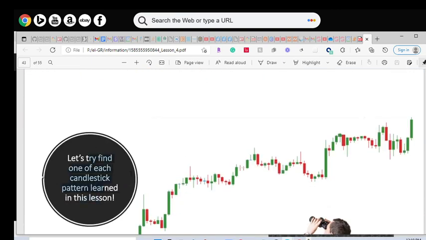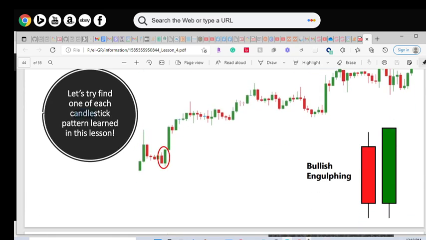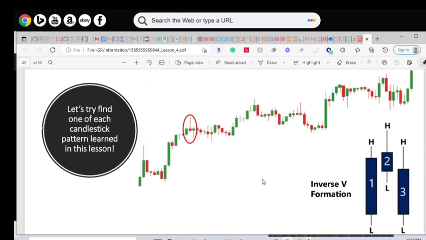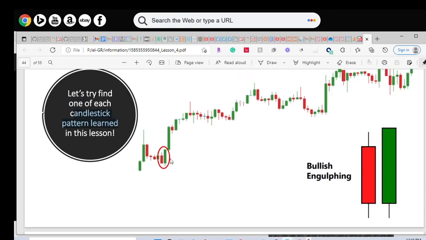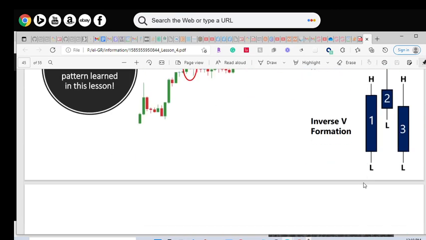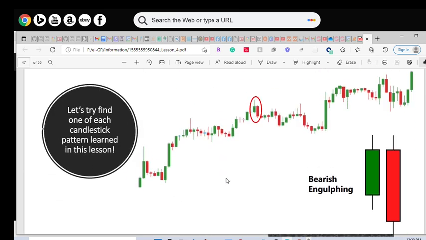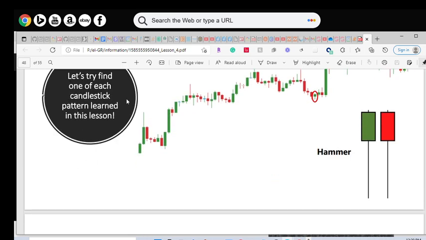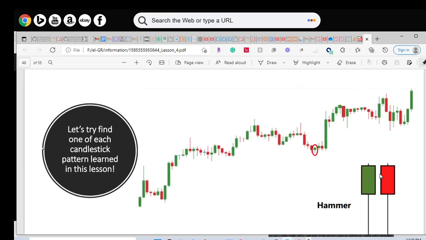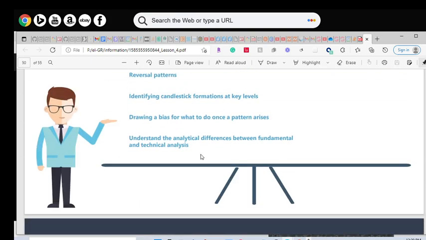Let's try candlestick pattern learning in this lesson. This is the inverse V formation. This is the bullish formation, and we have the V formation over here. And here we have the bearish engulfing pattern. Then we have the hammer pattern and the hanging man pattern up here.